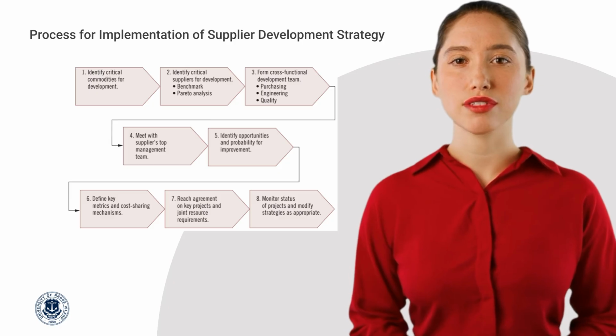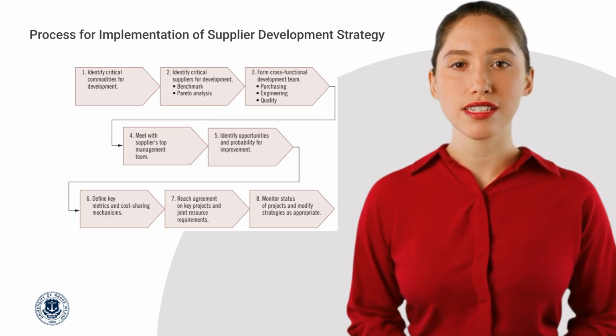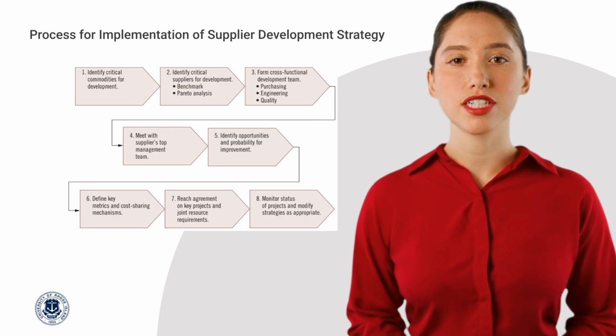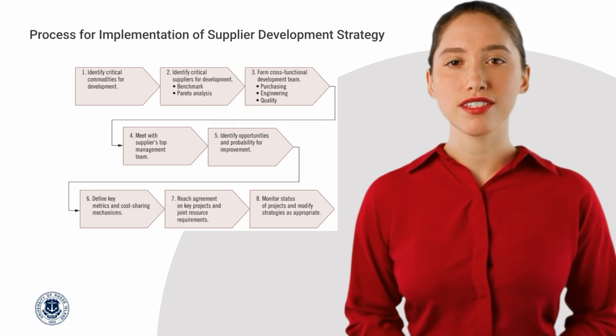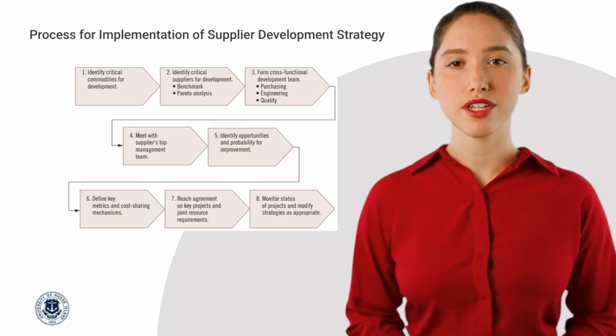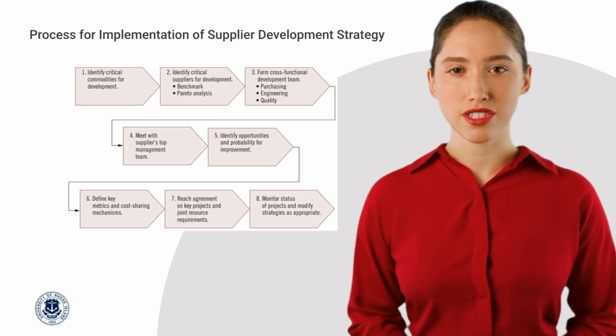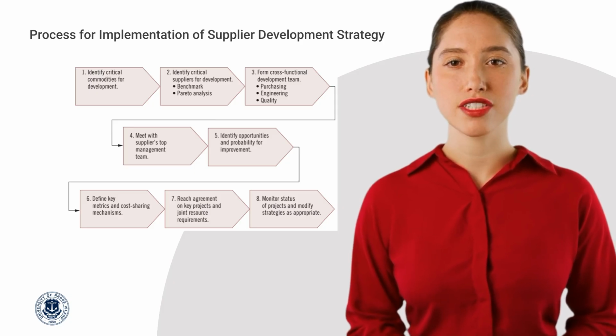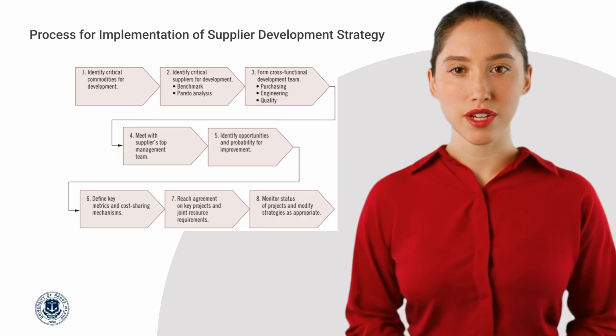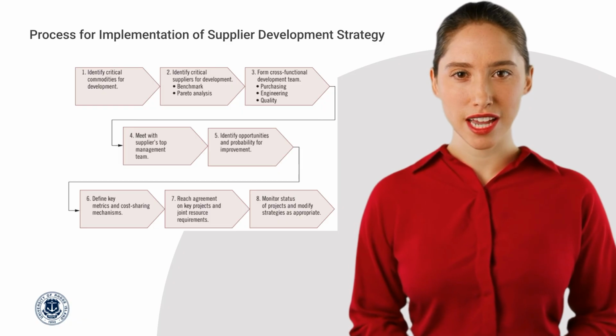A cross-functional team is then formed, including purchasing, engineering, operations, and quality. Many supplier problems originate from the buyer's own processes, so internal alignment must occur first. The buyer and supplier leadership then meet to establish expectations, communication, and trust. This is a partnership discussion, not an audit. Trust is critical because hidden problems damage supply chains.